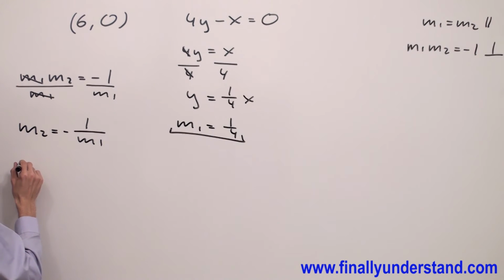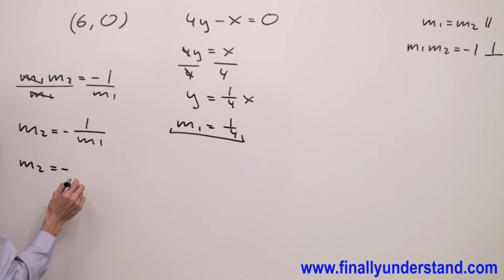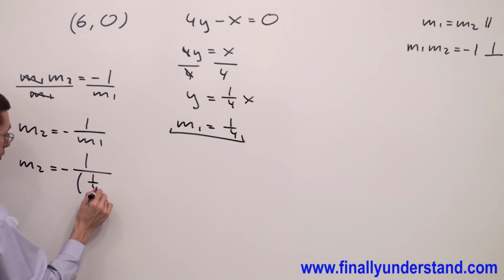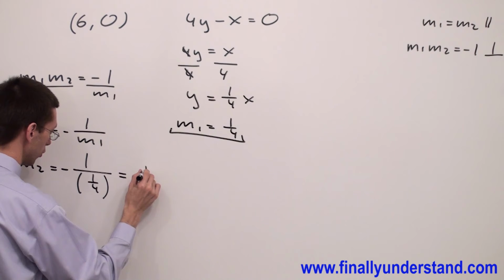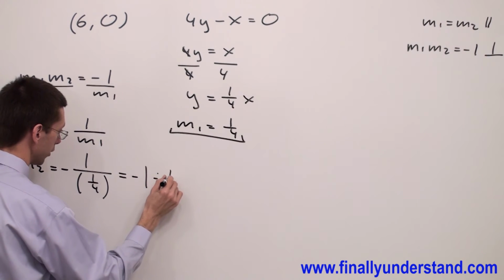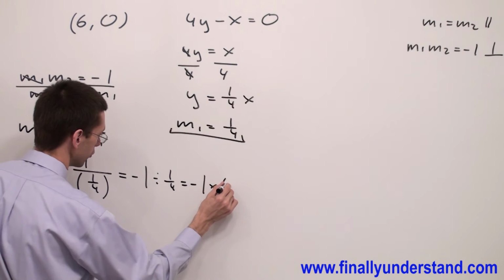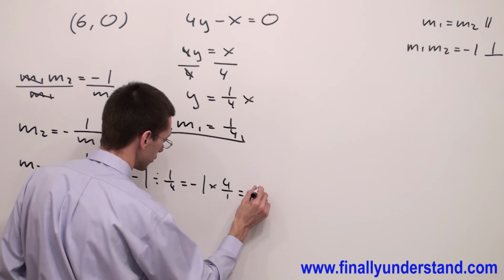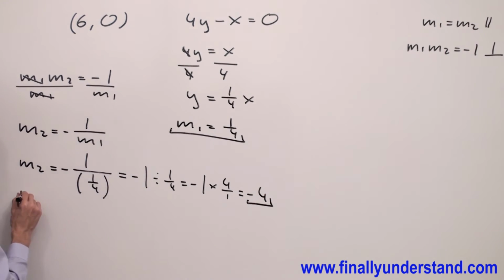So I have m2 equals -1 over 1/4, which is equal to -1 divided by 1 over 4, which is equal to -1 times 4 over 1, which is equal to -4. So my m2 equals -4.